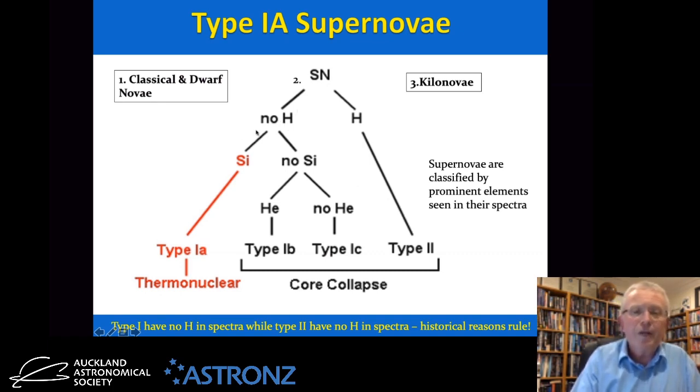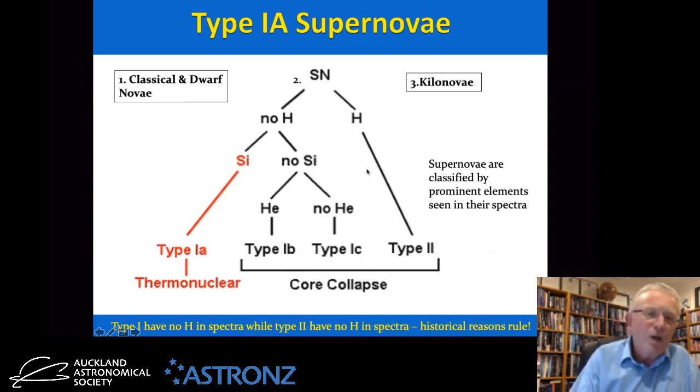They then split it further. If you can see silicon in the spectra, you call it a type 1a. If you can't see silicon, but you can see helium, they call it a 1b. If there's no silicon, no helium, and no hydrogen, it's called a type 1c.